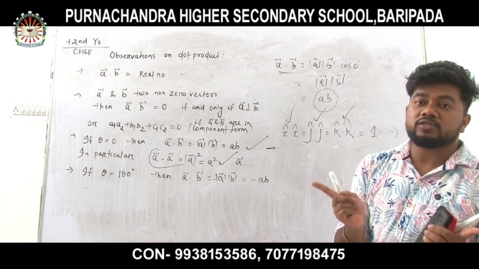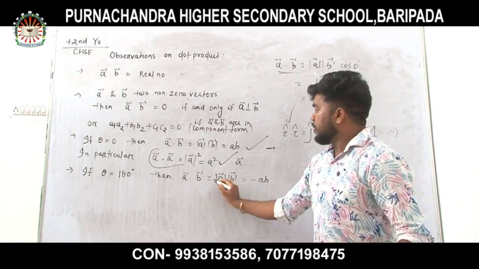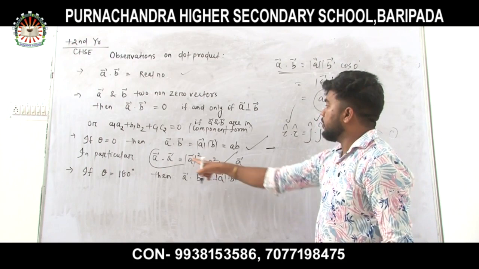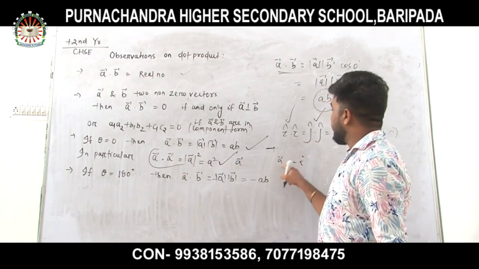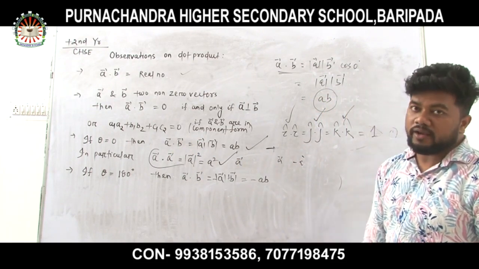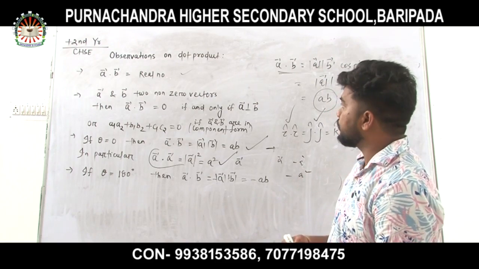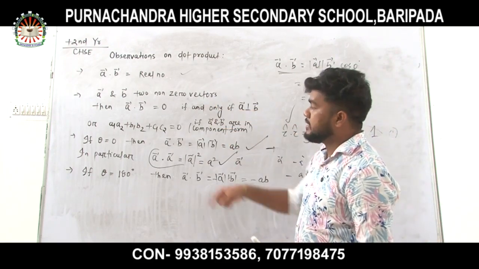If theta is 180 degrees, the opposite case, then A dot B with B equal to minus A, that is A dot minus A, where the angle between them is 180 degrees, gives minus A square. Now take some problem based on this property.